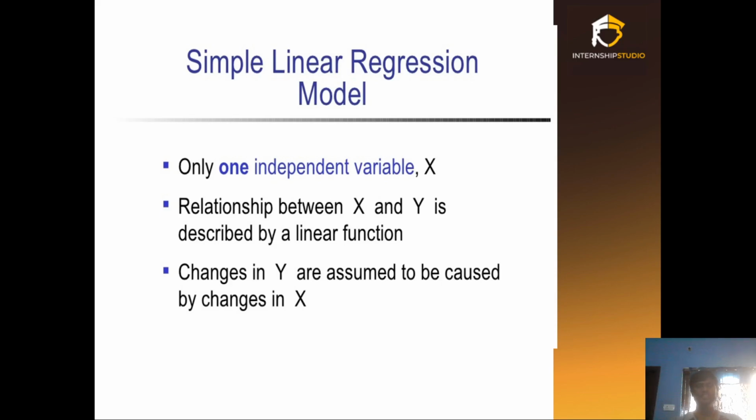The changes in y are assumed to be caused by changes in x. That is where the correlation comes into the picture, right? Suppose x and y are not correlated at all, then there is no point in constructing the regression model, because there is no parametric relationship existing between them. There should be some dependency, and we are trying to formulate that dependency using the mathematical model we are going to construct, which is the regression model.